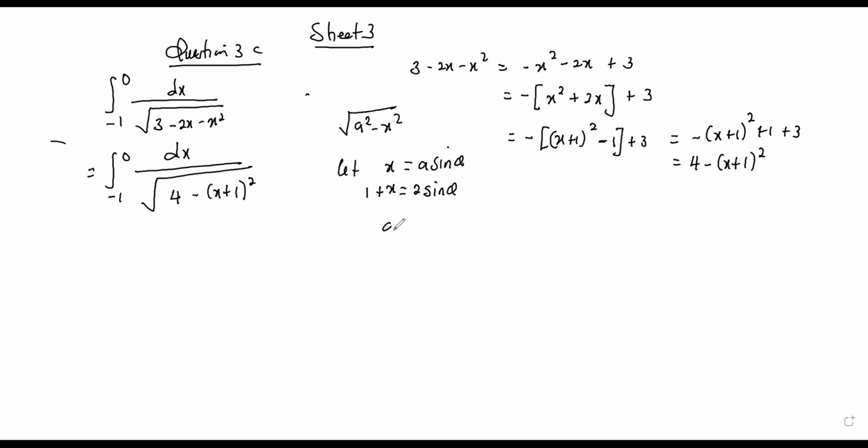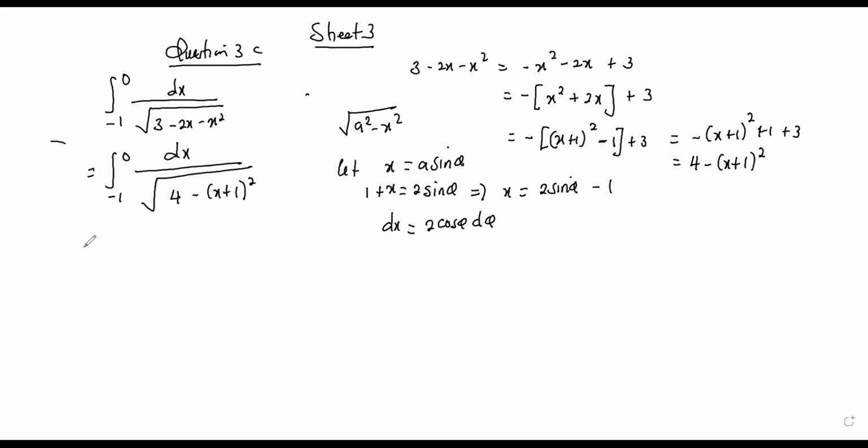And so our dx comes after we have made x a subject. So we'll have 2 sine theta minus 1. Then differentiate with respect to theta. So we get 2 cos theta d theta.